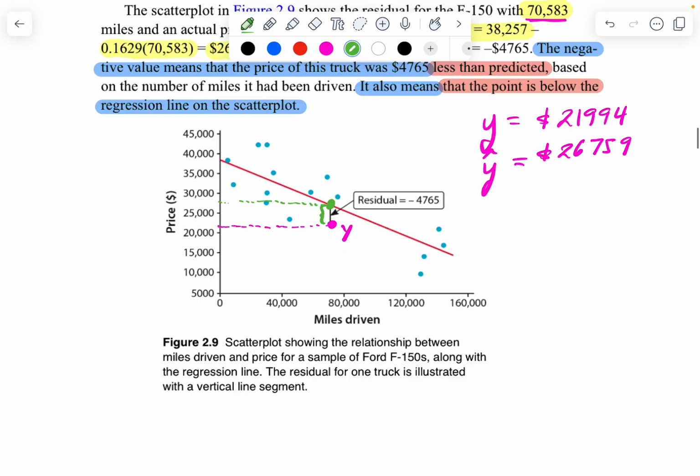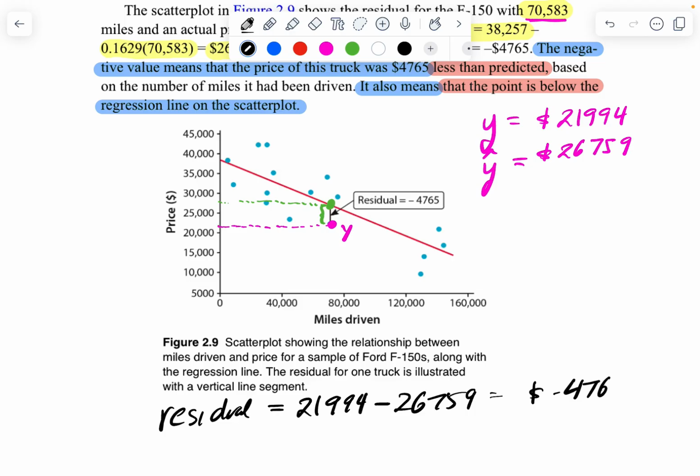So here, the residual value equals the actual, 21,994, minus the predicted price of 26,759. That's a difference of negative $4,765. The fact that the residual is negative means that the predicted value was larger. It also means that the dot itself, the actual value, was below the least squares regression line.